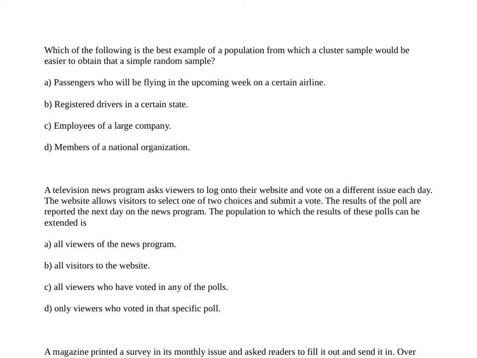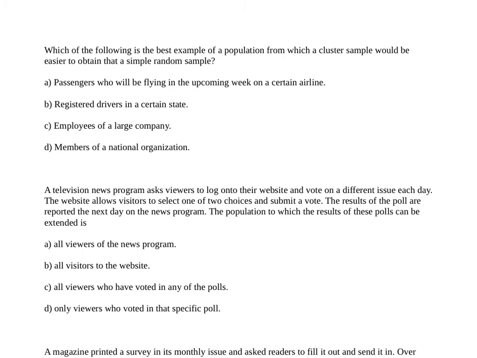So the question reads, which of the following is the best example of a population from which a cluster sample would be easier to obtain than a simple random sample? It says that, but it should say than. And we've got four options. First one is passengers who will be flying in the upcoming week on a certain airline. Then we have registered drivers in a certain state. Then employees of a large company. And finally, members of a national organization. So let's talk about what we're looking for here.